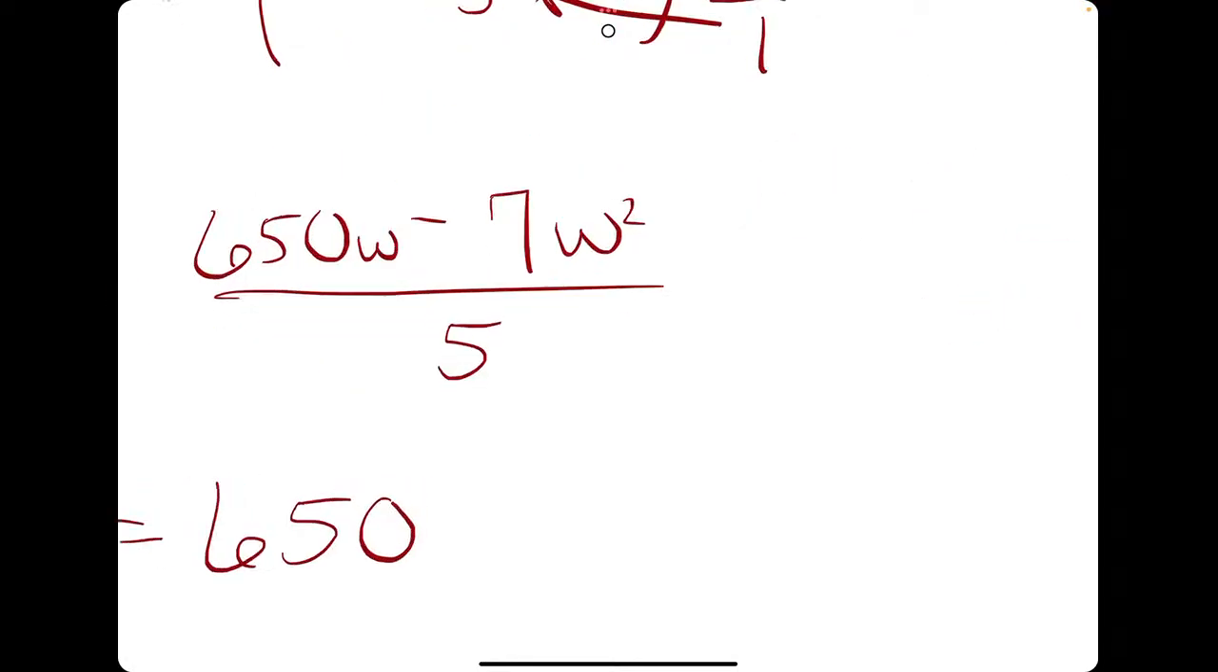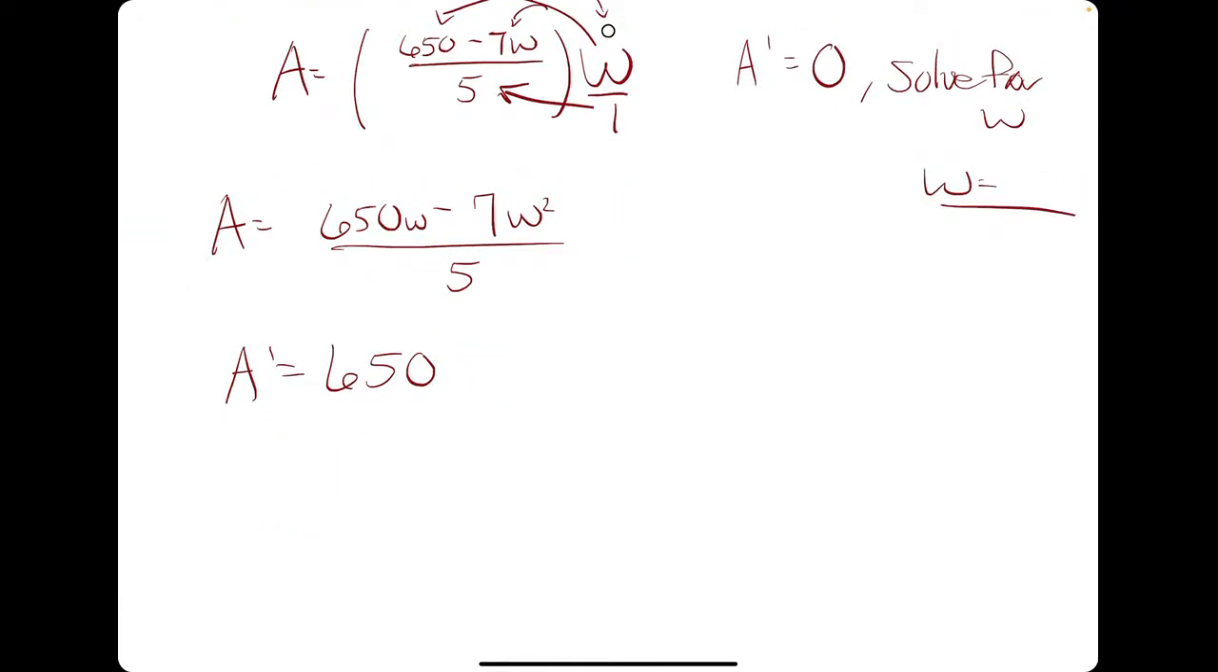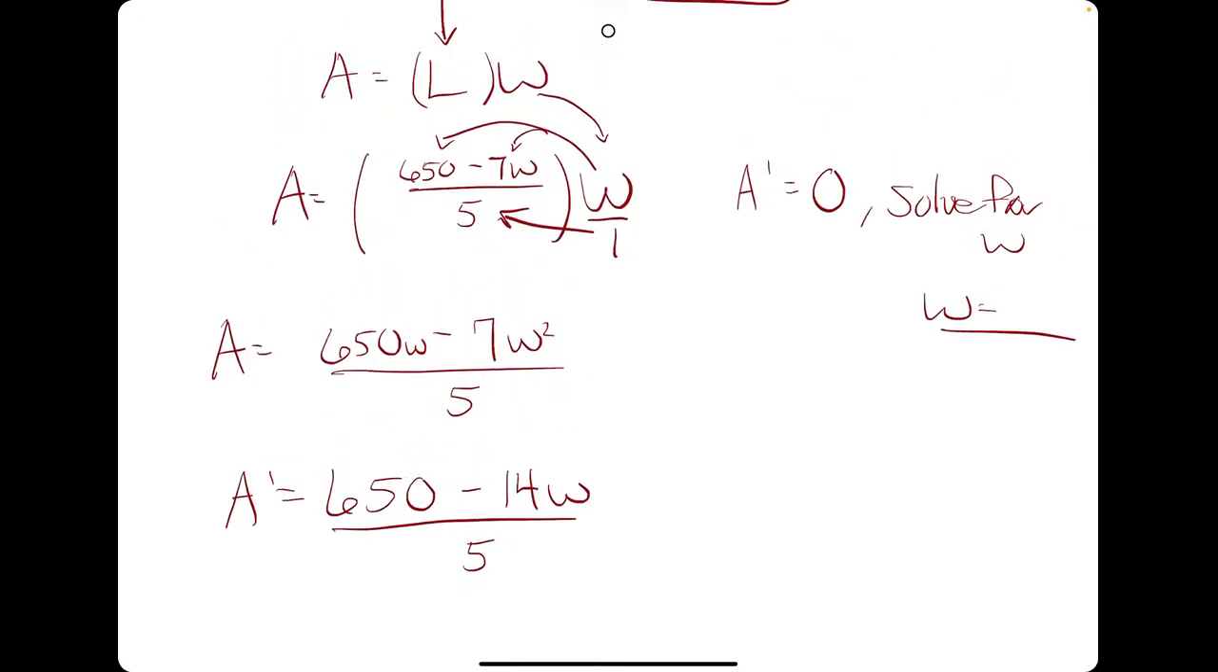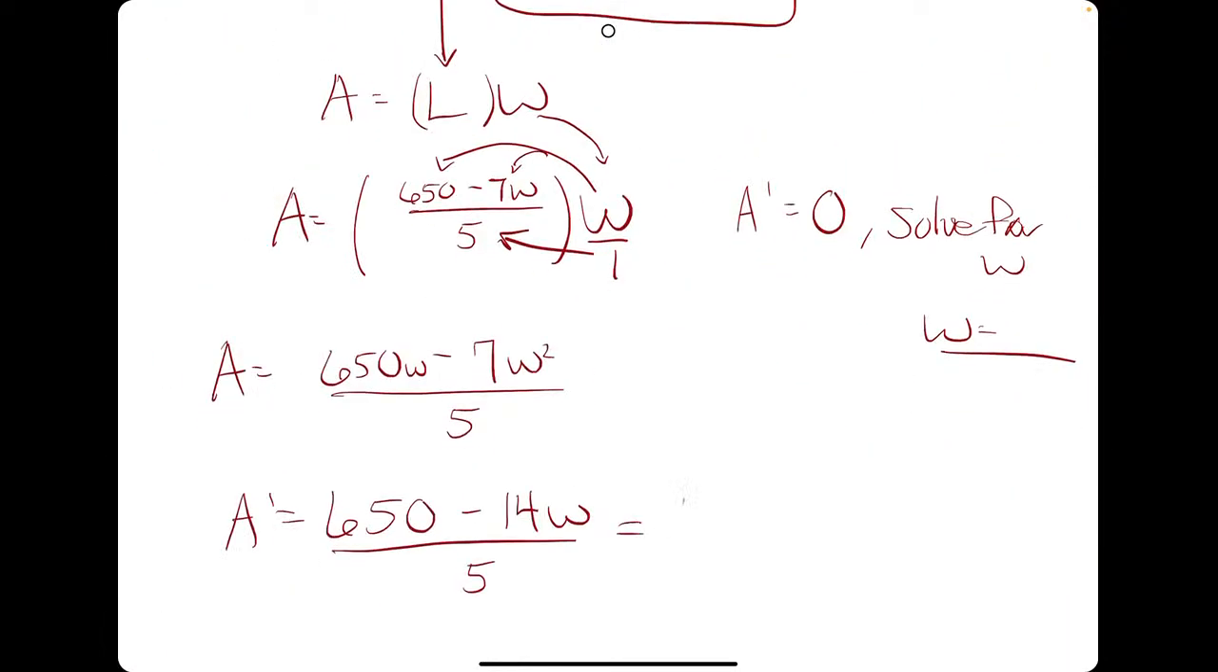All right. Now finding A prime, we take the derivative of all the numerator terms, and then the 5 is just a constant on the bottom. So any constant on the bottom will just stay as is. 650W goes to 650, and then 7W squared goes to 14W. And then again, we leave all that over 5, and then we set A prime equal to 0.